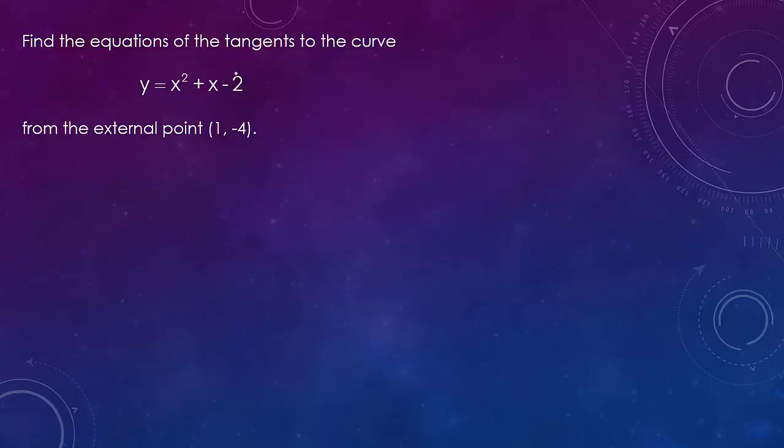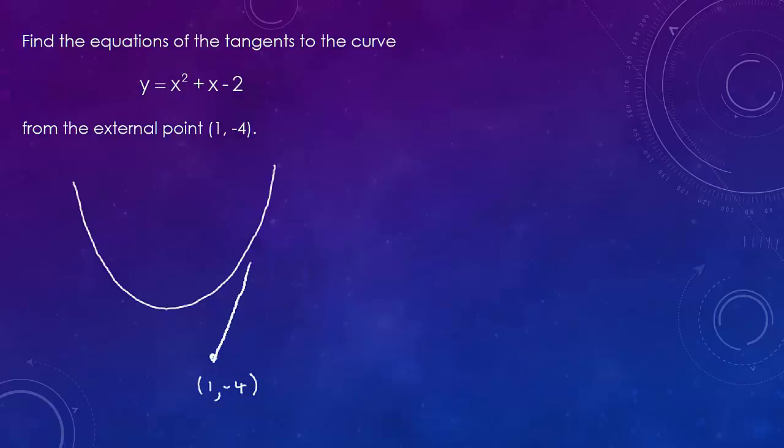Find the equations of the tangents to the curve y equals x squared plus x minus 2 from the external point (1, -4). So let's get a picture of what we think is happening here. We've got a quadratic and we've got some point here which is at (1, -4), and there'll be a tangent that goes that way and a tangent that goes that way from that point. So we want the equation of each of these tangents.